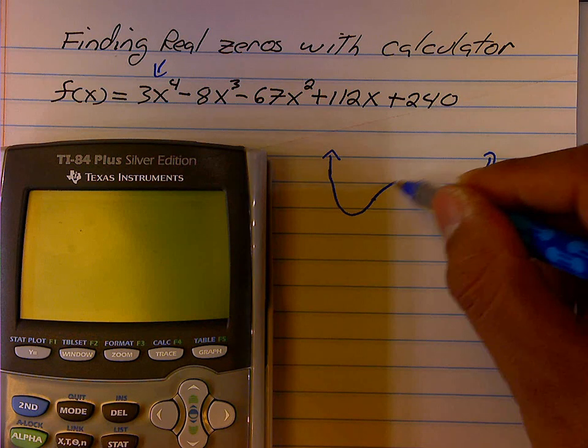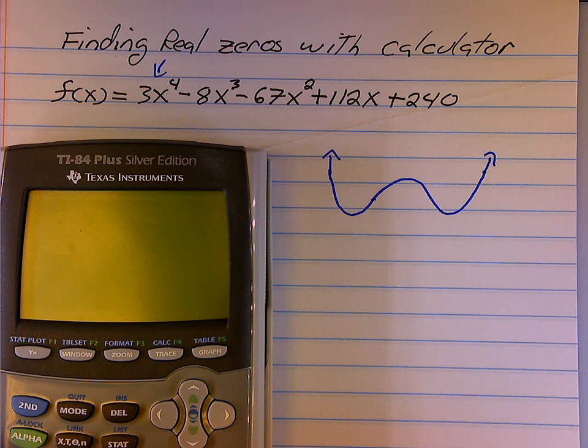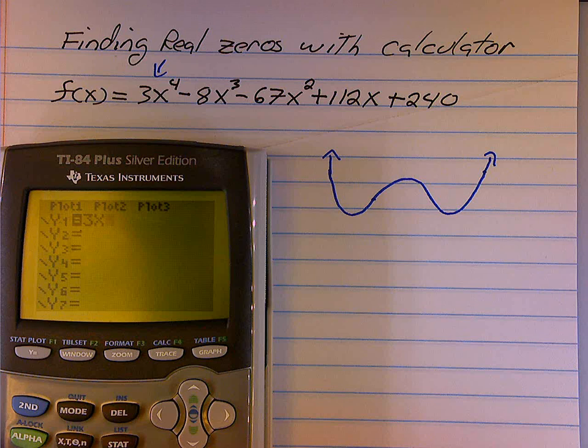It's important that we know the possibilities before we use the calculator. Because on the calculator, I want to make sure that I give myself enough window that I see these possibilities. Now, we're going to start off with a basic graph: y equals 3x raised to the fourth.